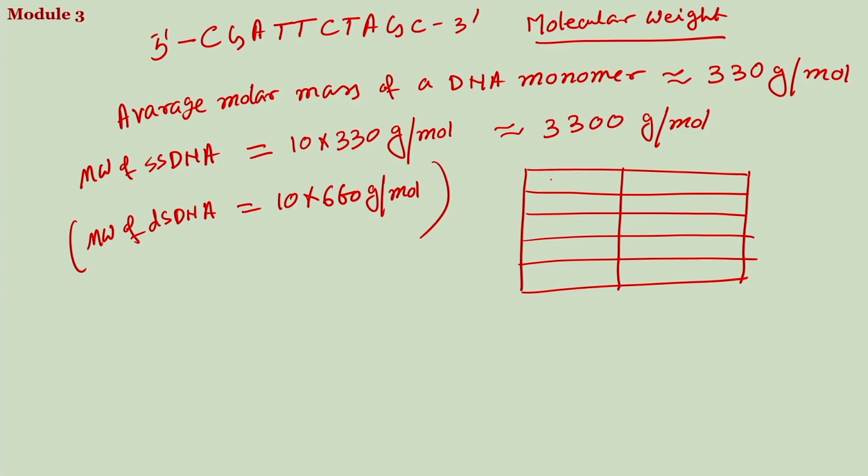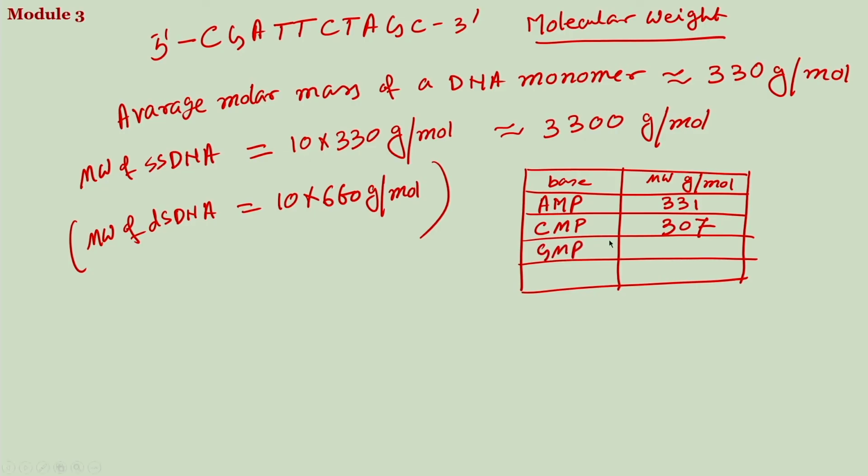So, this is the base, nucleobase, and this is the molecular weight in gram per mole. Now, if you have adenosine, AMP, adenosine monophosphate, then its molecular weight is 331. If you have CMP, cytosine monophosphate or cytidine monophosphate, that has the number 307.